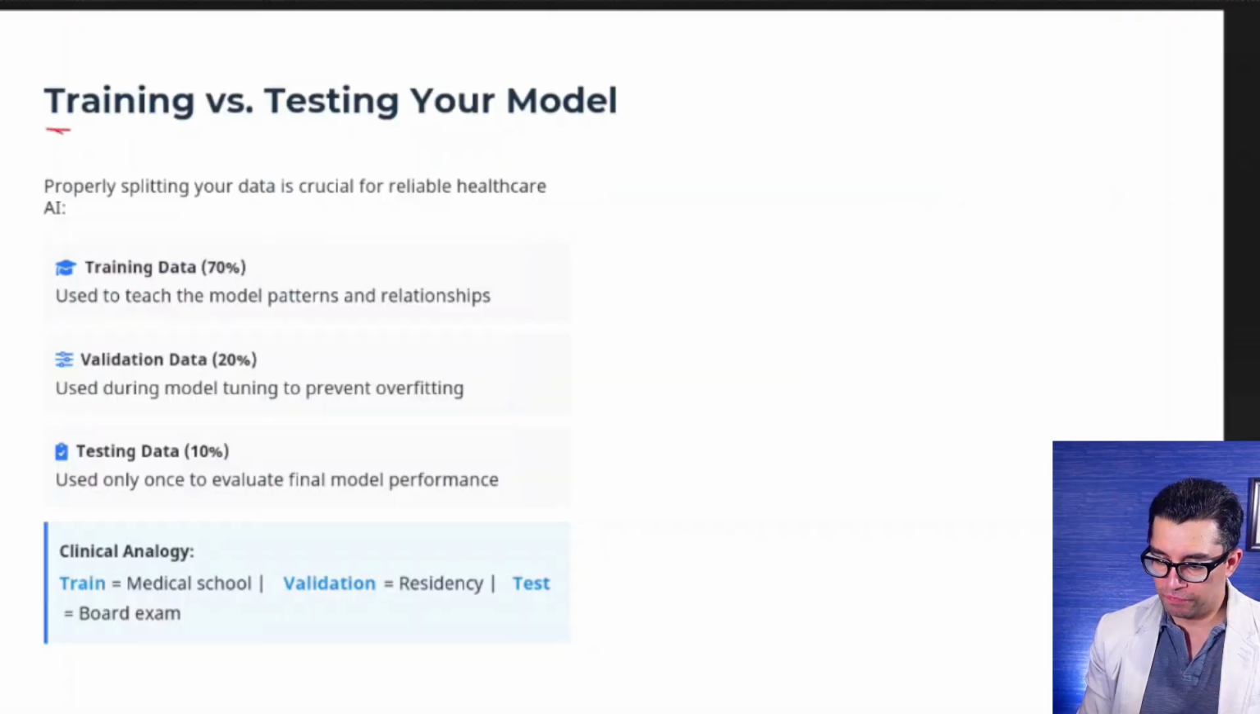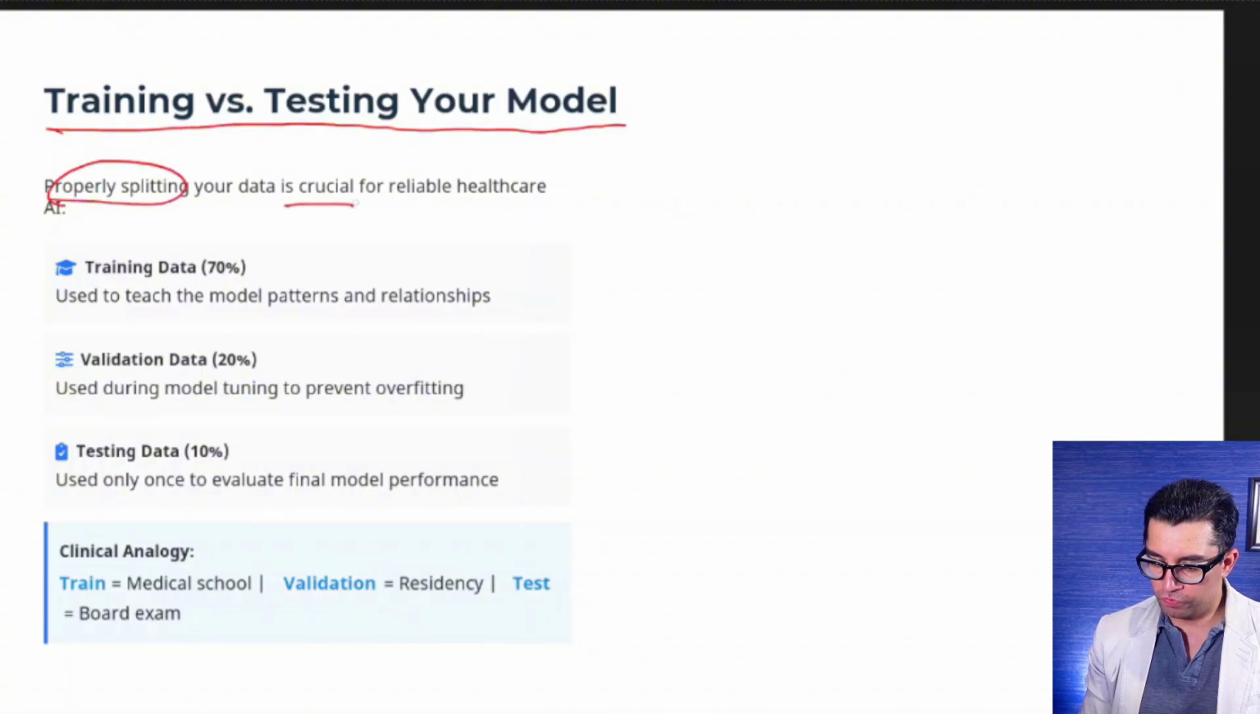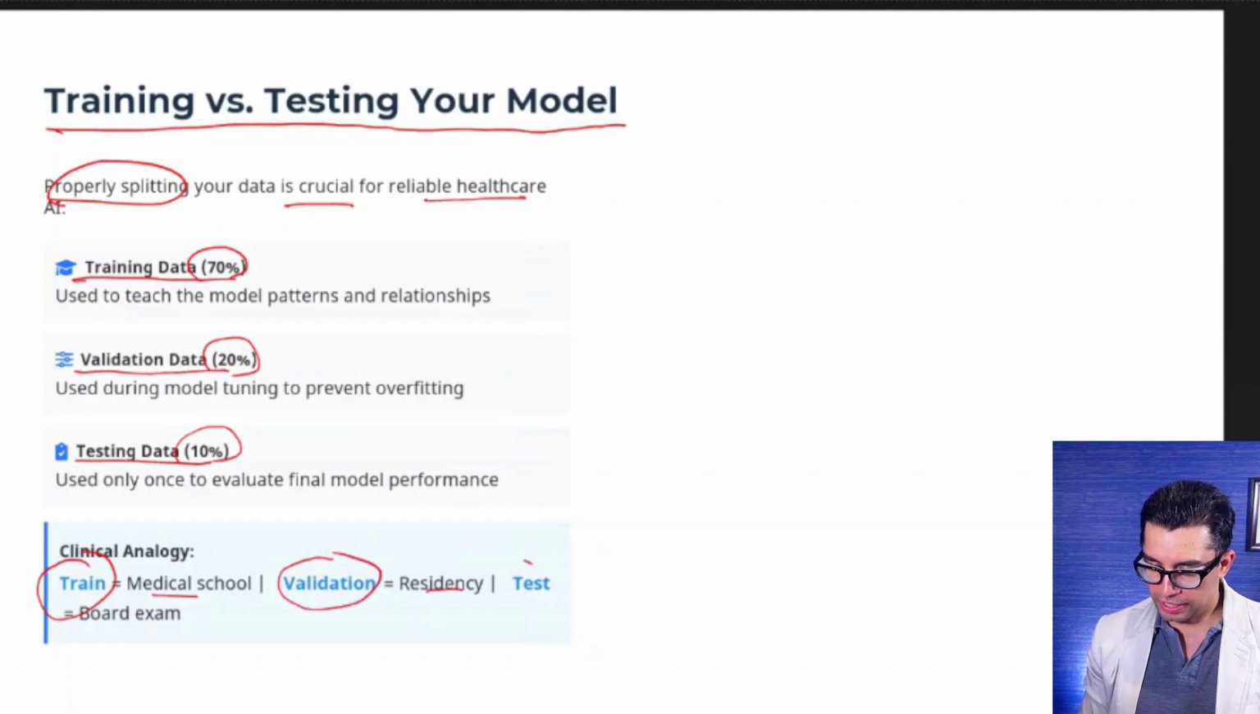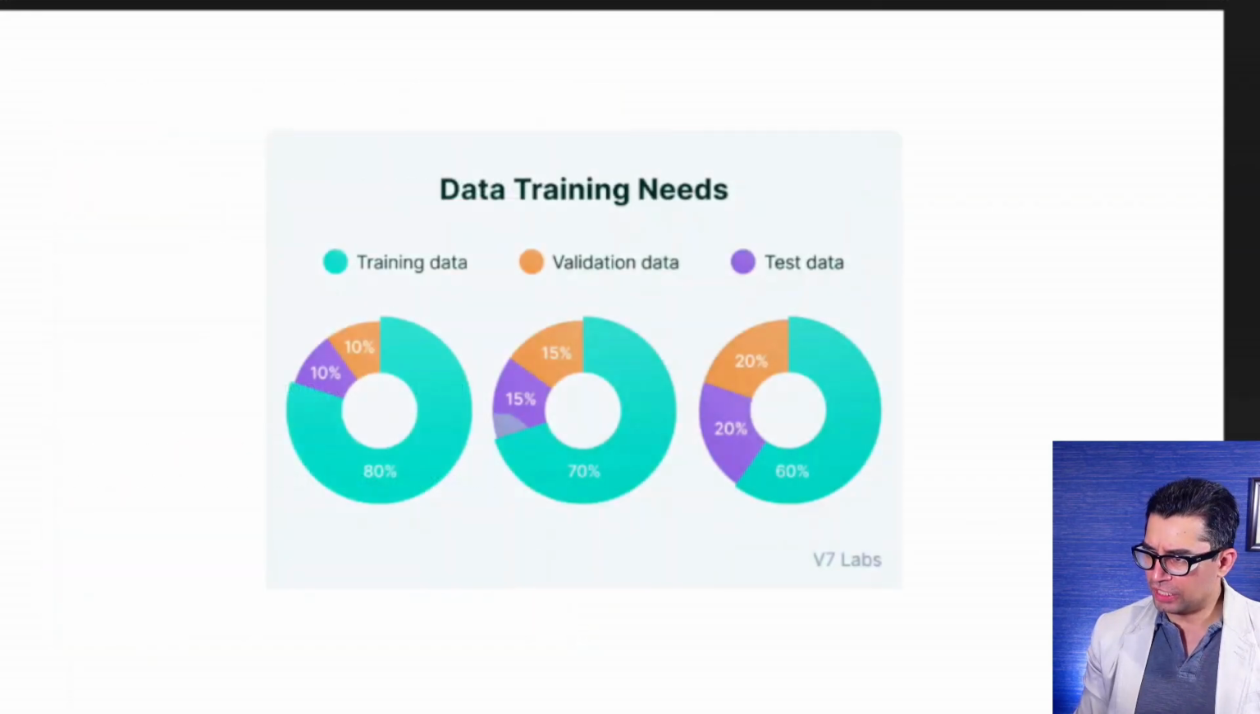Now, to recap, training versus testing your model. Properly splitting your data is crucial for reliable healthcare. Now, training data, usually 70%. The validation data, usually 20%. Testing data, usually 10%. Now, train is like medical school, validation is like residency, and testing is the board exam or the practical exams that I had to go through. They're not actually done these days, at least in the US. But that's it. Now, this is a little bit on the side notes.